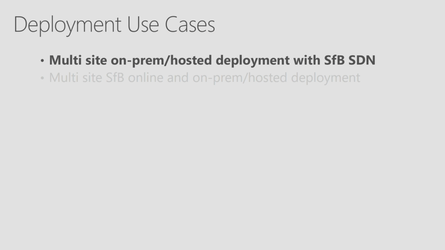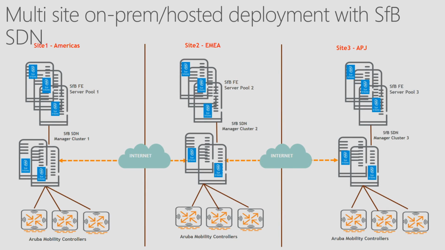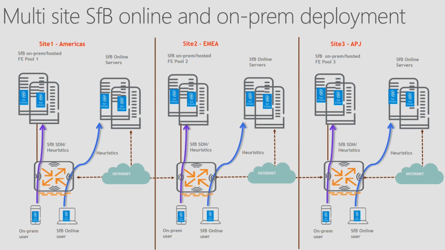Some of the deployment use cases here are multi-site and multi-tenant deployments. If you're deploying in different geographies and using SDN API, the only recommendation is you make sure your SDN manager cluster is local to that particular region. And if you have Office 365 and on-prem and hosted deployment, then you don't have to do much. You just have to enable SDN API, and heuristics is enabled by default. SDN API will take care of your on-prem and hosted deployment, and heuristics will take care of the Office 365 deployment. Now is the time for the demo.